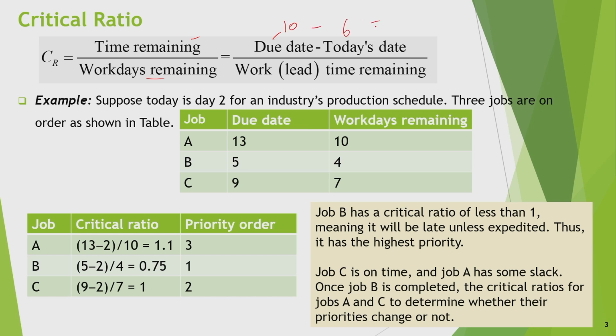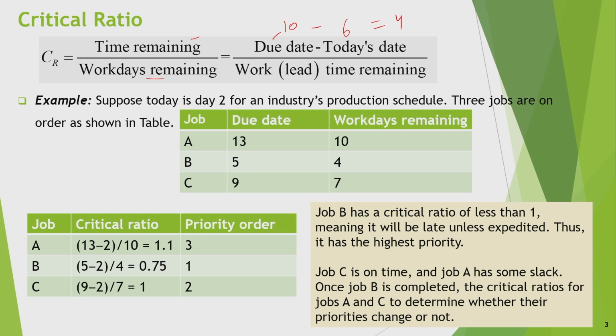So 10 minus 6 is equal to 4, like that. And work time remaining, that is also called lead time, that is how much time is needed. So let us see the example. Suppose today is day 2 for an industry's production schedule. 3 jobs are on order as shown in the table.